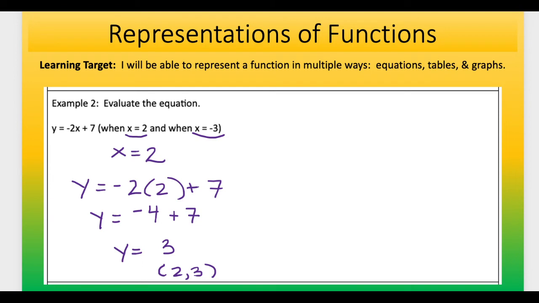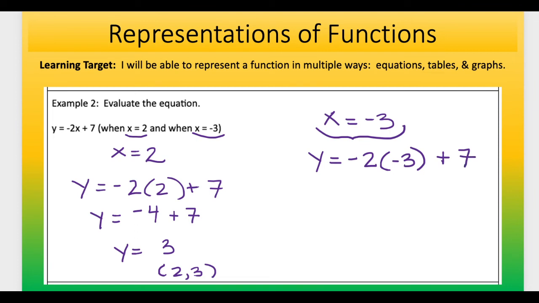Now let's do the same thing, but this time we're going to evaluate when x is equal to -3. So I'm going to substitute that value into the equation in the place of x, except this time I'm told to substitute the x with a -3. So I'm using the same equation, but I'm plugging in a different value for x. So once again, I'm going to follow order of operations. -2 times -3, that is a +6. And then I'm going to add the 7, and I get y equals 13.